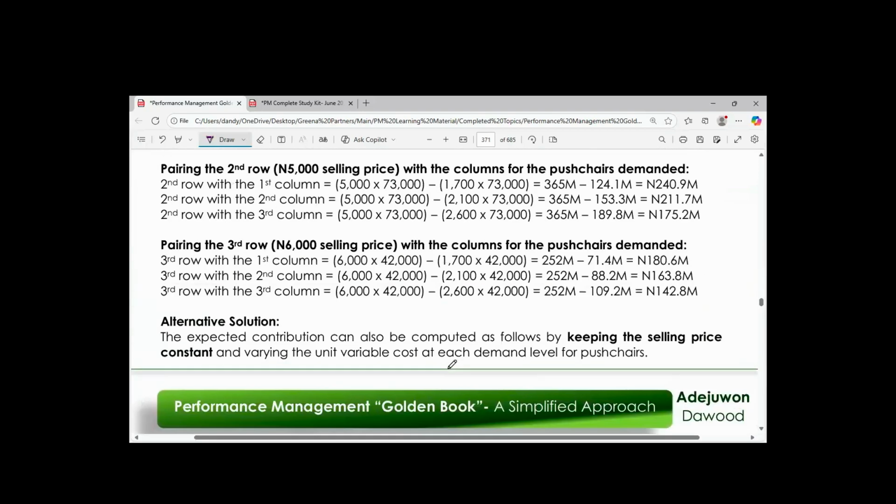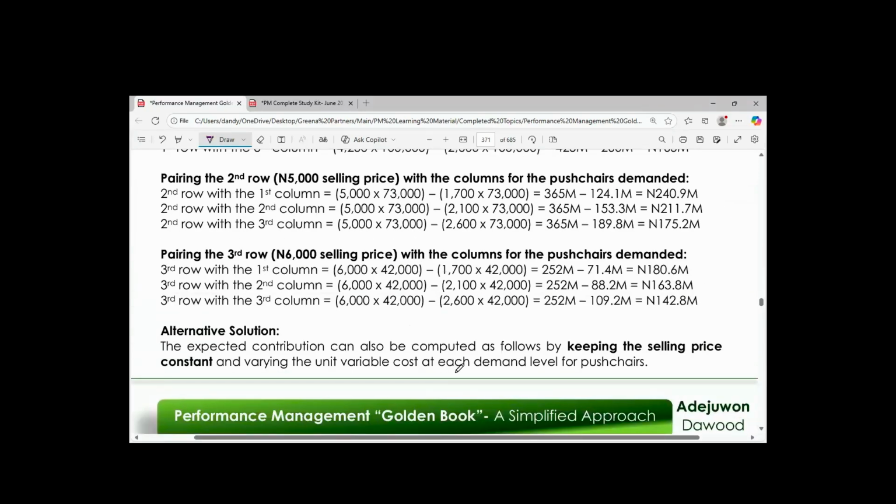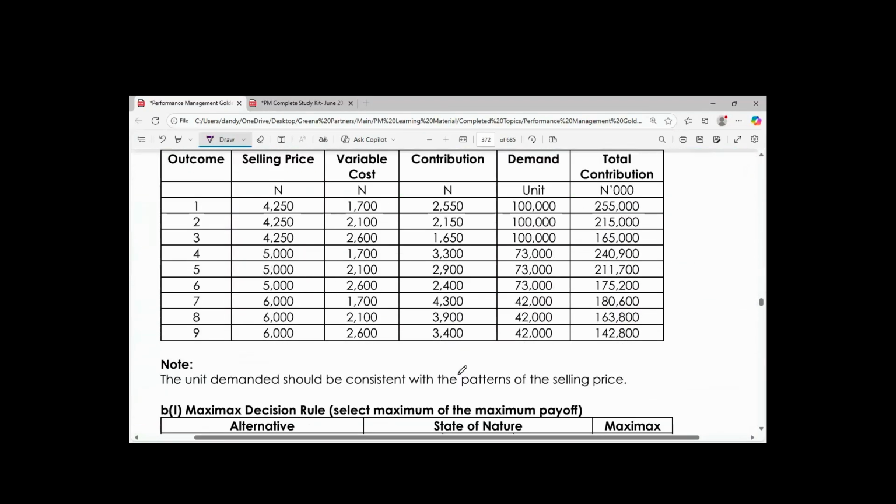Again, if I don't want to do all those step-by-step pairing this with that, I can also use another format. This is another format that you can use. I'll have two different formats in the solution material.